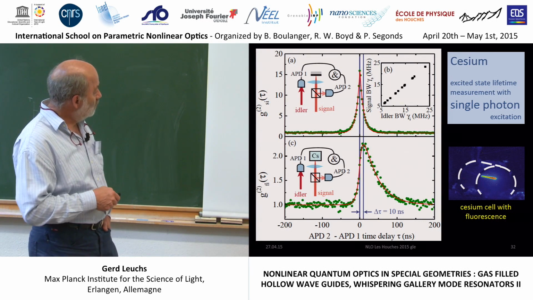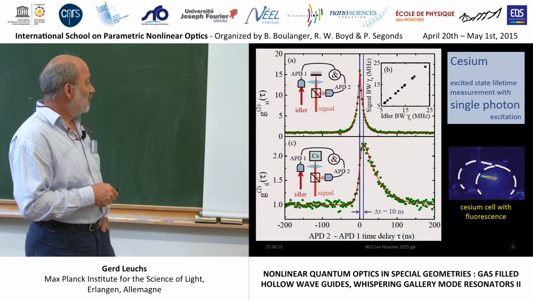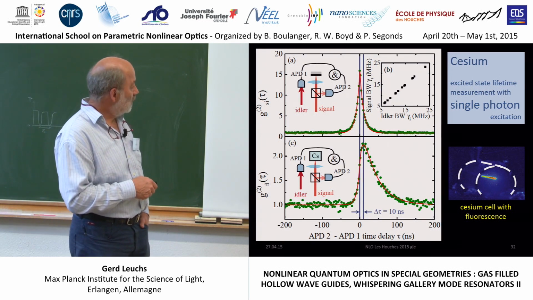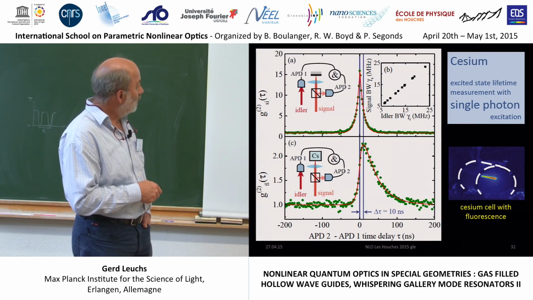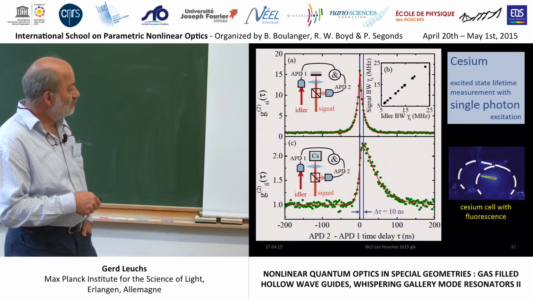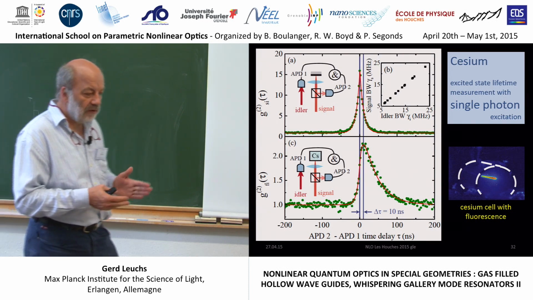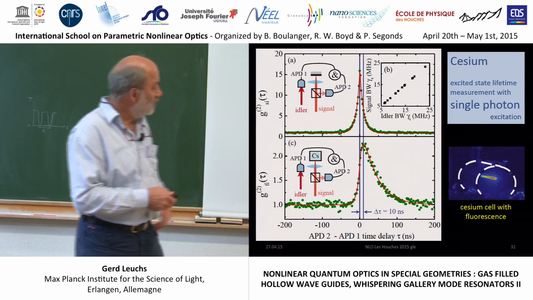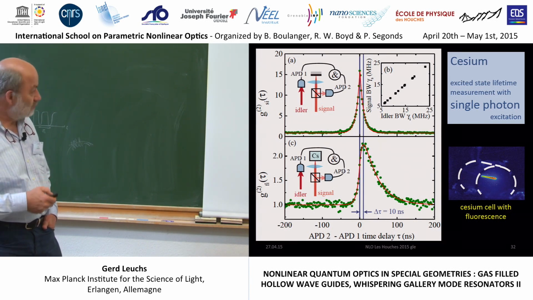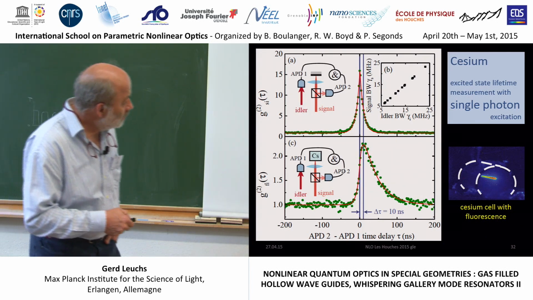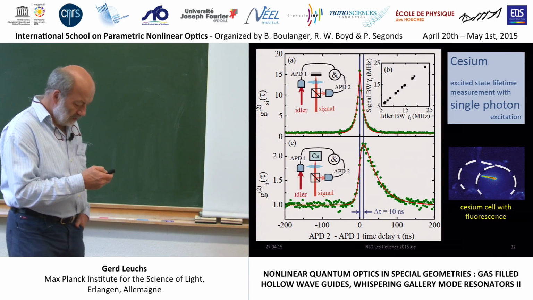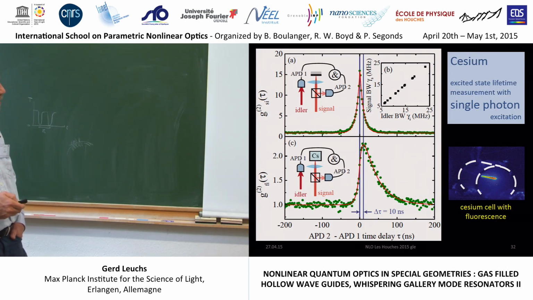But now if instead of having a mirror here, we have a cesium cell, then you excite the cesium with a single photon pulse, and you look for the fluorescence. The fluorescence will come back, and now the fluorescence will excite the APD. And then you see the lifetime of the cesium. So this is a first experiment that shows that this particular single photon light source is a good light source if you want to selectively couple to a particular transition, like in this case in cesium. This actually is the cesium cell with the fluorescence out of the cell. So, a lifetime measurement with real single photon excitation.